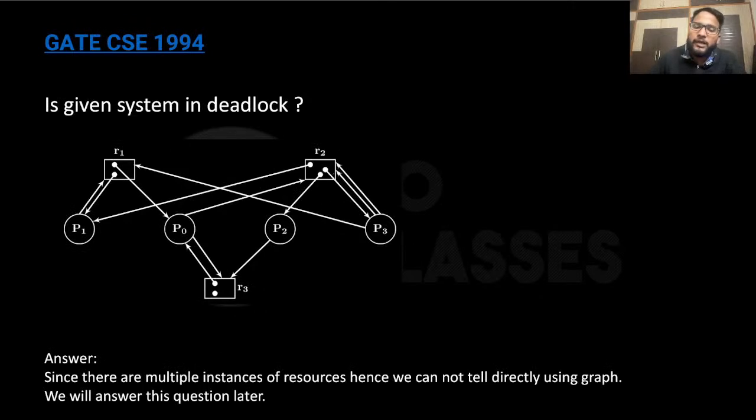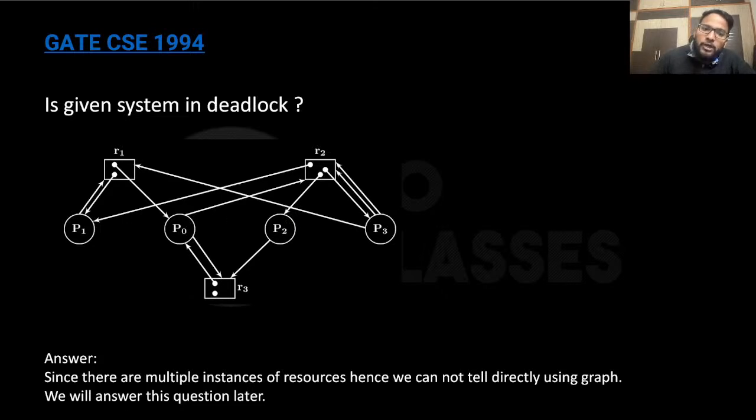One is that they will give you the resource allocation graph, and they will ask whether the system is in deadlock or not. That question has been asked in GATE 1994. Definitely you can make some matrices like available, need, and these things, but maybe just by observation you can do this question. How? You just check that P2 is asking for R2, and one of this R3 is free.